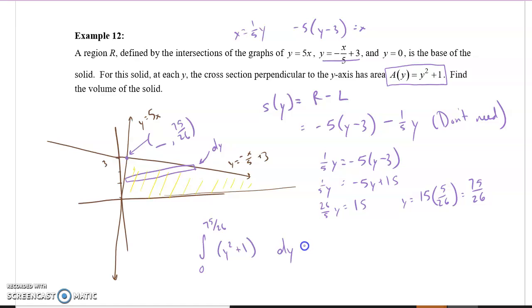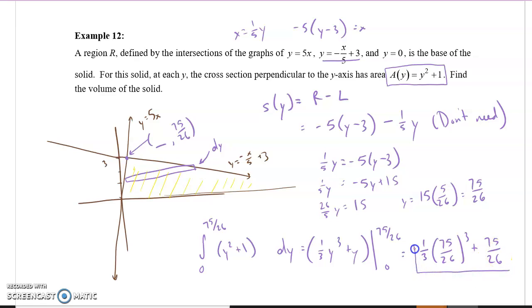Yeah, I think we can do this one. Why not? We'll take the antiderivative, 1/3 y cubed plus y, and then evaluate that at 75 over 26. Evaluate that at 0. I like evaluating it at 0 because we don't need to worry about it. So we just have 1/3 of 75 over 26 cubed plus 75 over 26. And I'm going to call that my final answer because I don't feel like working that out. It doesn't say it's a calculator question, so I'm not going to use a calculator, but it also doesn't say simplify your final answer. This is my final answer. It's just not in simplified form, and that's perfectly acceptable.